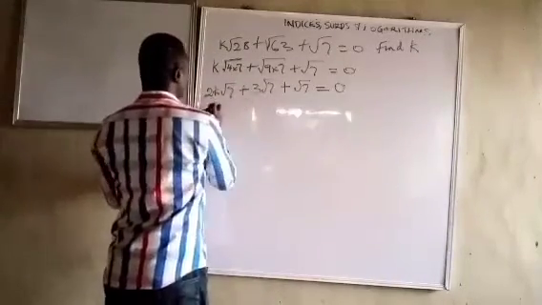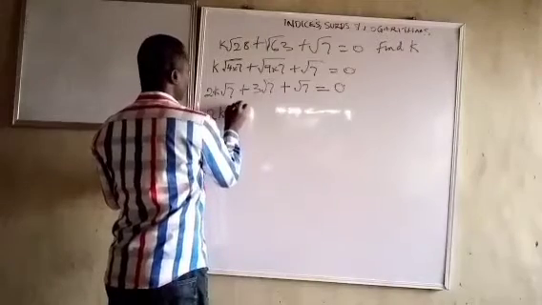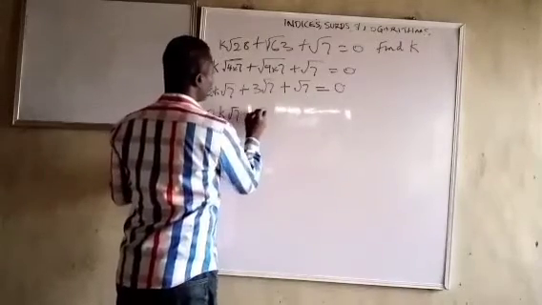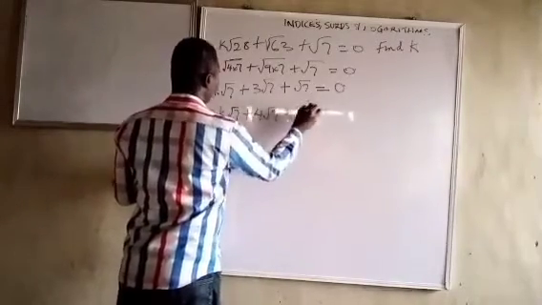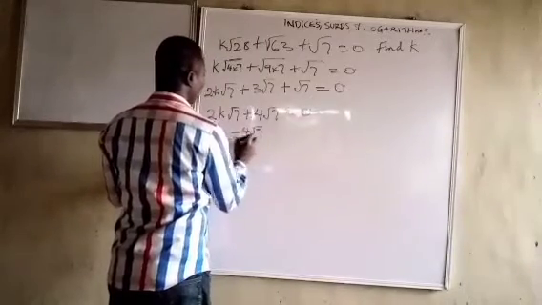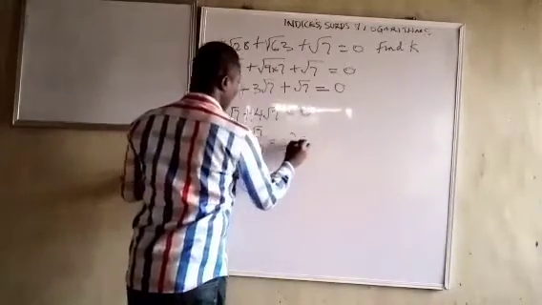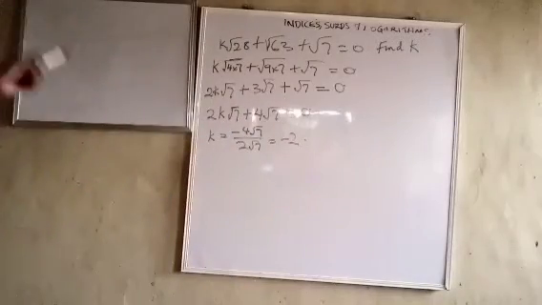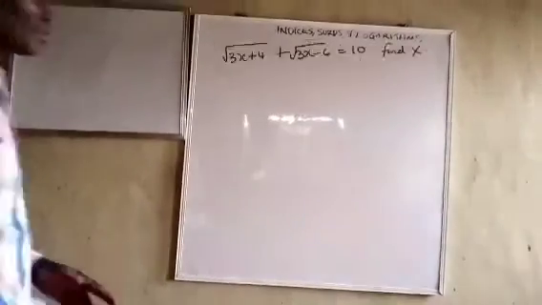Therefore I have 2k root 7 plus 4 root 7. Therefore k will be equal to minus 4 root 7 over 2 root 7. So k equals minus 2. Straightforward. You could have gotten it fast. Now, so we have this.